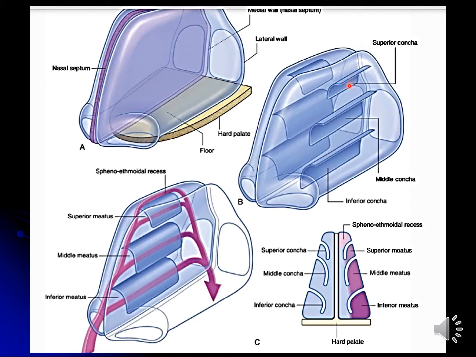and we name them as superior concha, middle concha, and inferior concha. So there are three concha present in the lateral wall of the nose, and they are curtain like, hanging from the bony tissue.